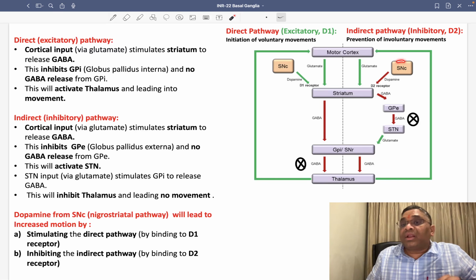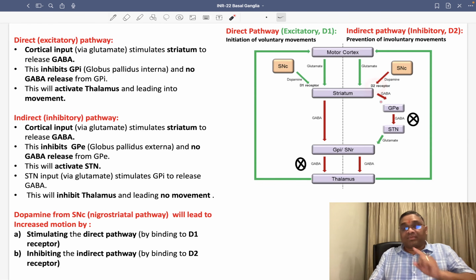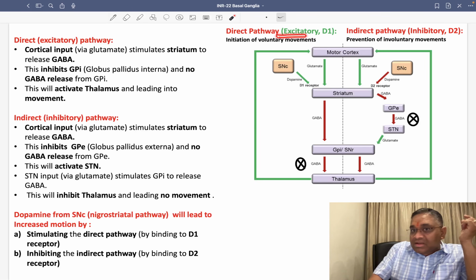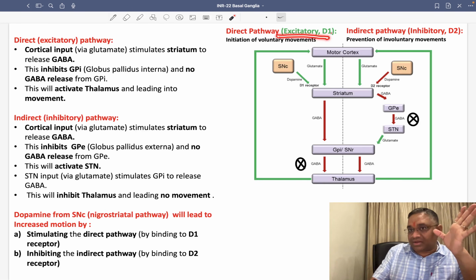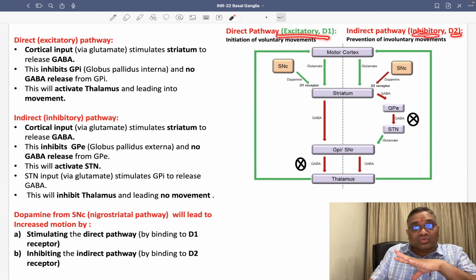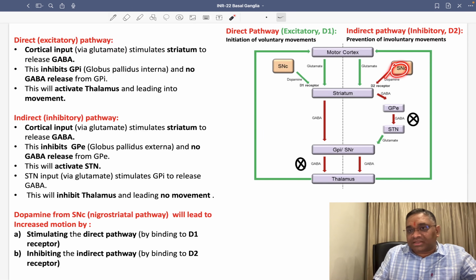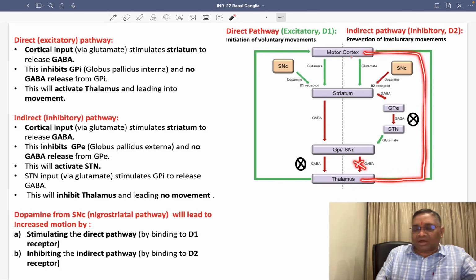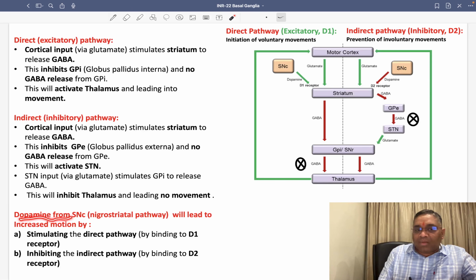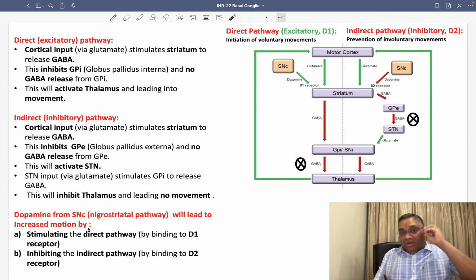But when dopamine is released from the substantia nigra and combines with the D2 receptor, remember, it is excitatory with the D1 receptor. One will excite, two will inhibit. So when dopamine is released onto D2, it will be inhibitory in action. It will combine with D2 and inhibit the striatum. And if it is inhibited, obviously this all will be inhibited, and finally this will also be inhibited, and the thalamus will be increasing the movement. So what I am saying is, dopamine from the substantia nigra will cause increased motion. You understand?